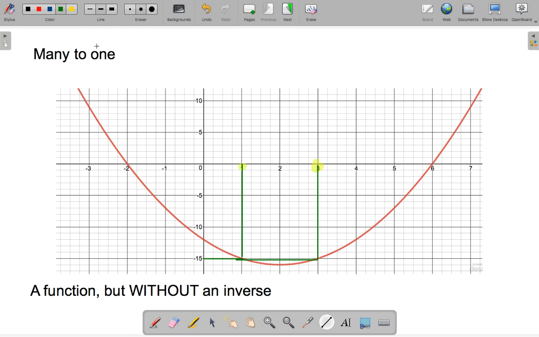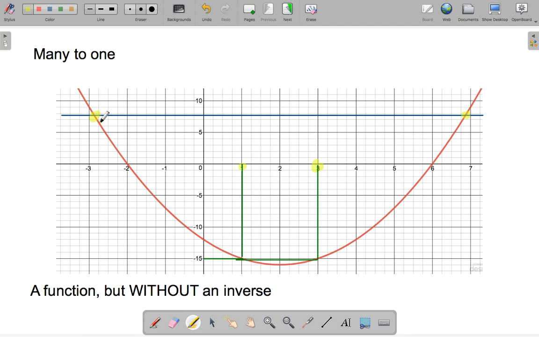And the other thing that I can do is I can put on here a horizontal line. Now, if the horizontal line goes through 2 points anywhere on the graph, if it goes through 2 points here and here, I know it's a many to 1 function, and therefore it's a function without an inverse.